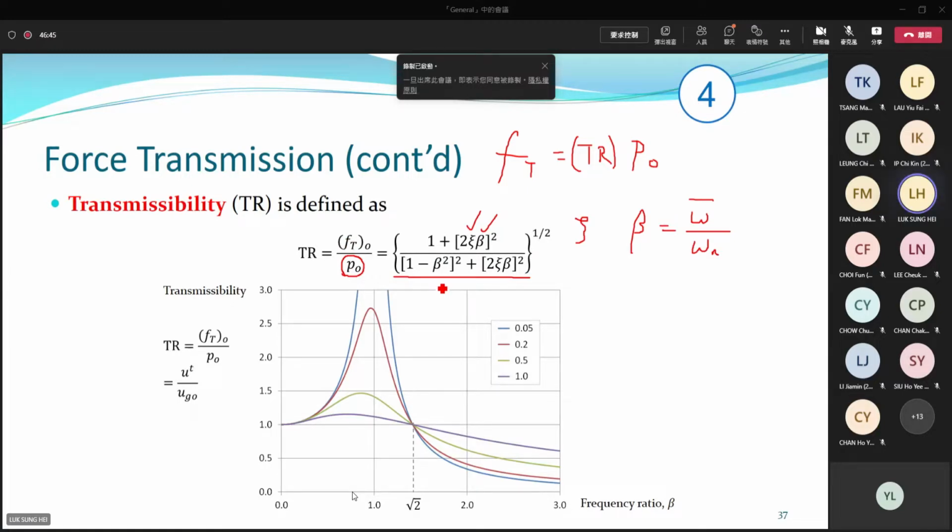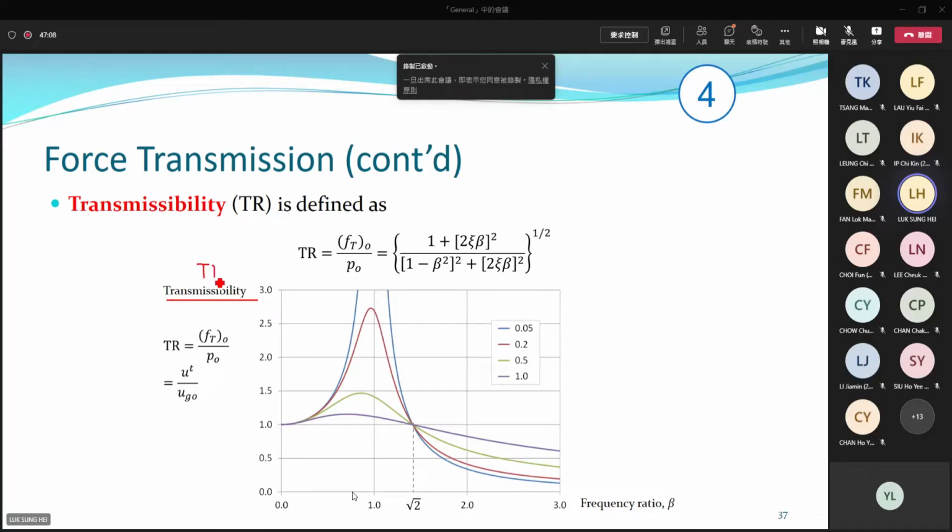What about the graph? The graph just showed you the change of TR with different frequency ratio. You have seen a similar graph before in the previous sections, but this time we plot the graph using TR, not RD. Last time we plotted in terms of RD, but here we plotted using transmissibility versus frequency ratio, beta. Different colors represent different damping ratios: 0.05, 0.2, 0.5, and 1.